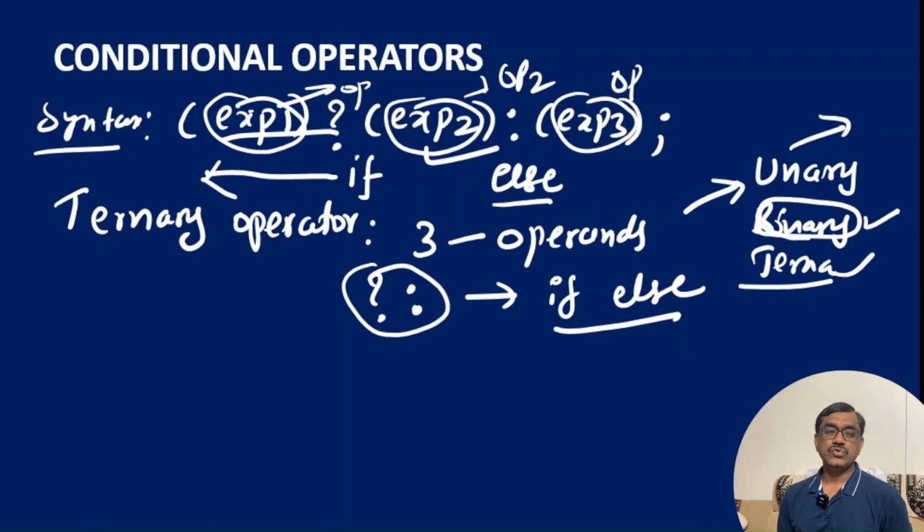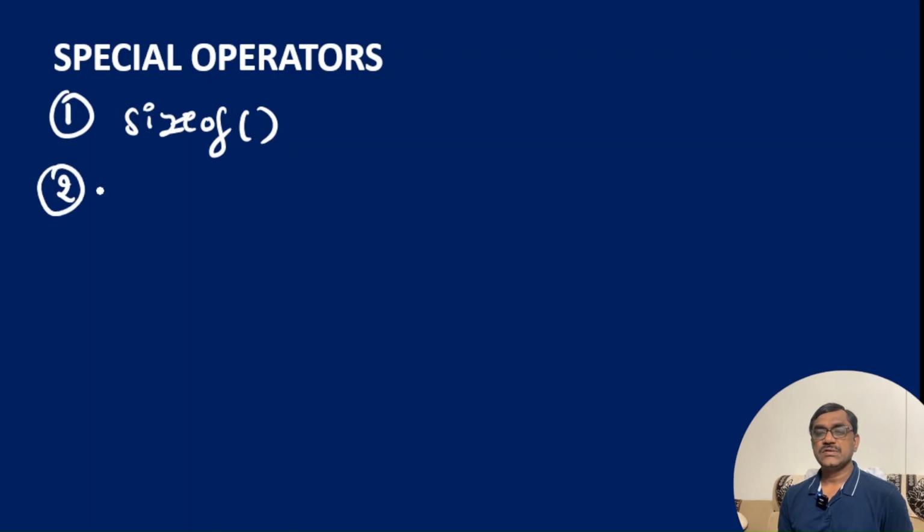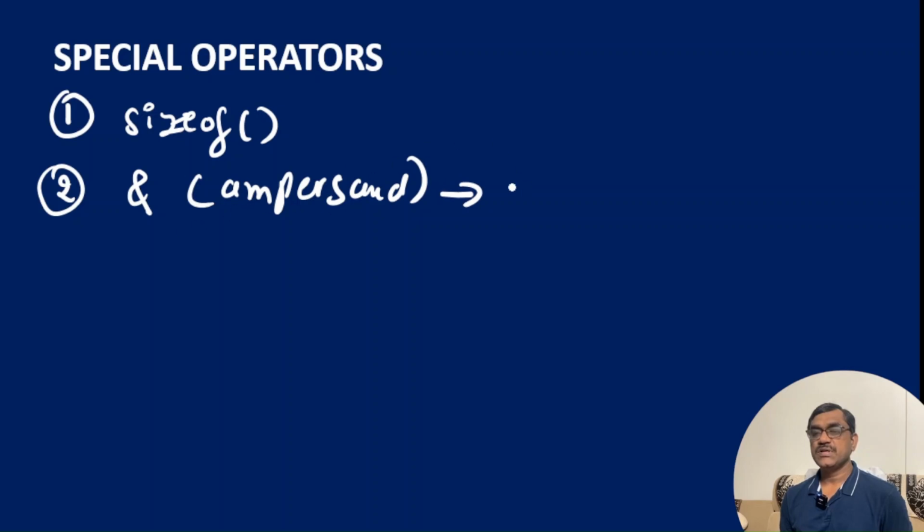Now let us move to special operators. How many types of special operators are there? Mainly in this, we are talking about the sizeof operator. And the second one is ampersand. In what sense are we talking about this as a special operator? We also call it the address operator.